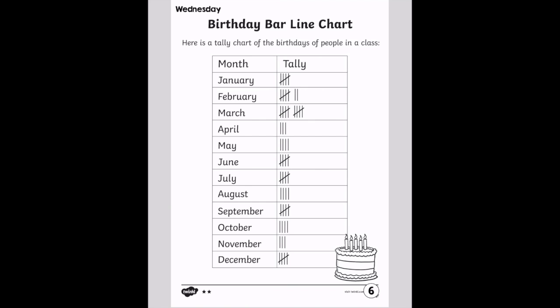In today's activities, we're going to be practicing how to use tally marks to interpret our data and then to plot them onto a bar graph to represent it. Okay, so in this first page here, we have our data. This is our birthday tallies from the people in our class.